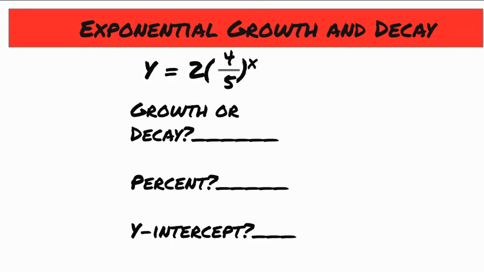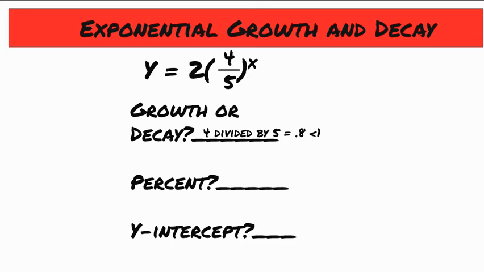So for growth or decay, we look at that base, that 4/5, and we ask ourselves, is it bigger than or less than 1? You might want to change it to a decimal, because you're going to have to anyway. But 4 divided by 5 is 0.8, or 4/5 is obviously less than a whole, or less than 1. So that means this is modeling decay.